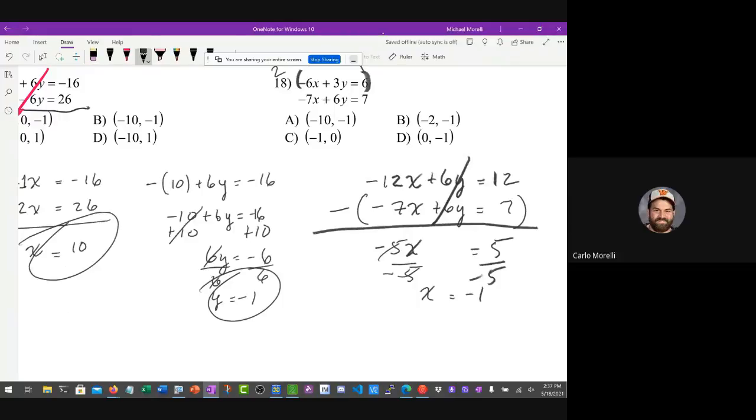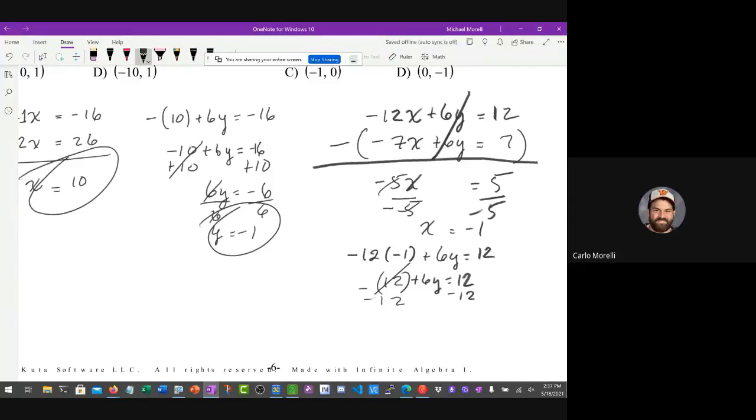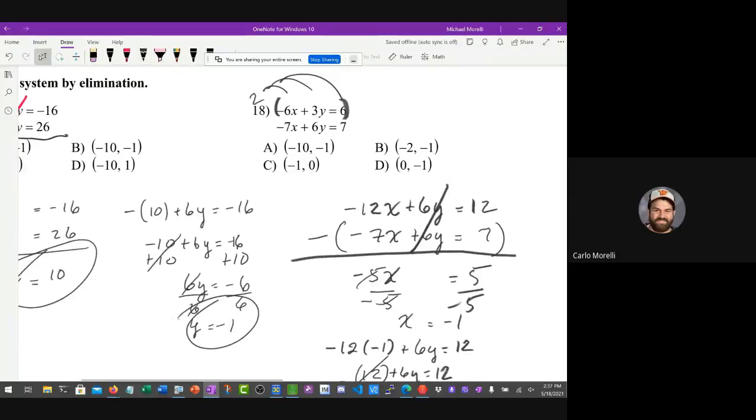So you just plug it back in. So yeah, narrowed it down, but we're going to do it anyway. Negative 12 times negative 1 plus 6y equals 12. We always show our work even though we know the answer already. This is going to be positive 12 plus 6y equals 12. So I'm going to subtract the 12 from both sides. That's going to cancel. I have 6y equals 0. Dividing anything like that, you're going to get 0. So y equals 0, x equals negative 1. So it's going to be C.